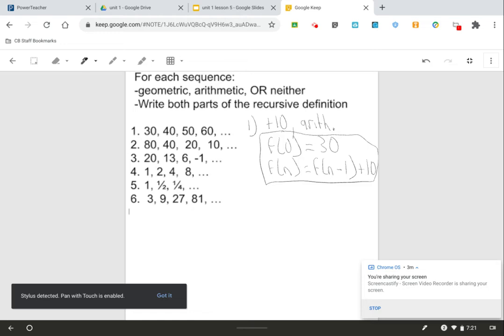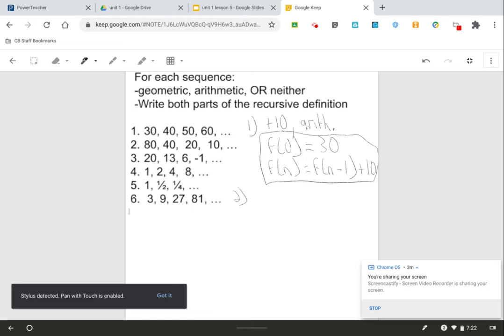These two things make up what we call the recursive definition. It tells us what our starting term is, using formal function notation: f of 0 equals 30. Then it tells us how we get new terms based on the previous term. f of n, the new term, is equal to the previous term, f of n minus 1, the term prior to it, but you add 10 to it. So this is our recursive definition.